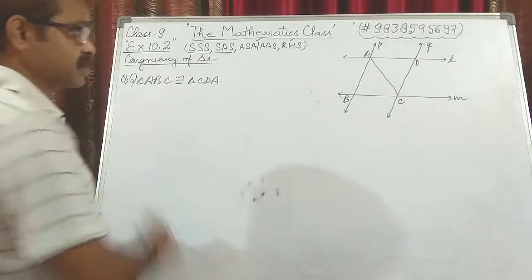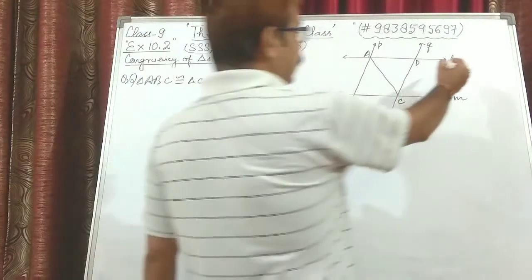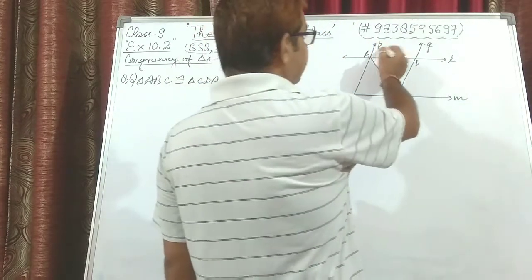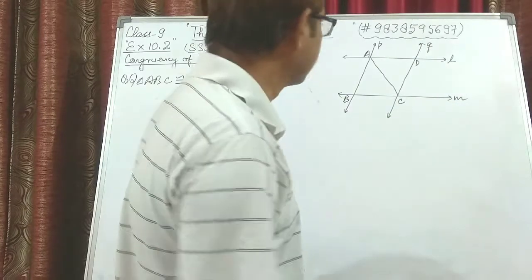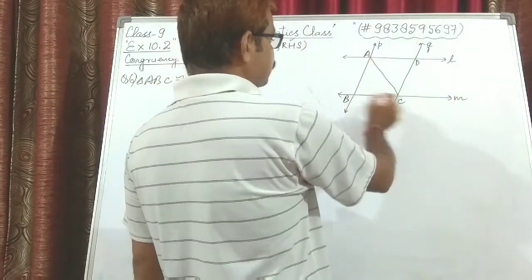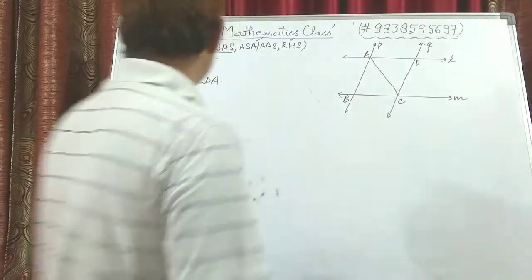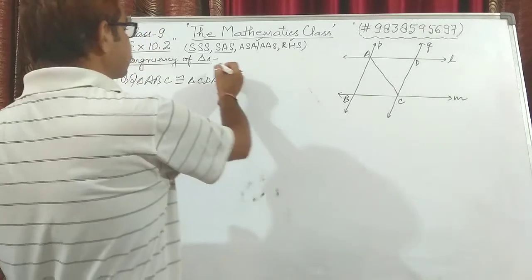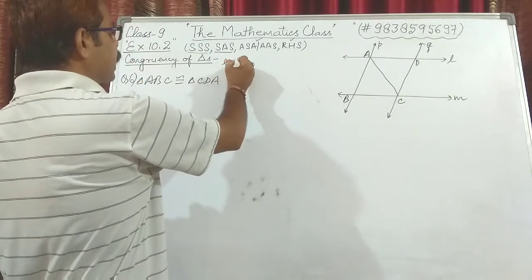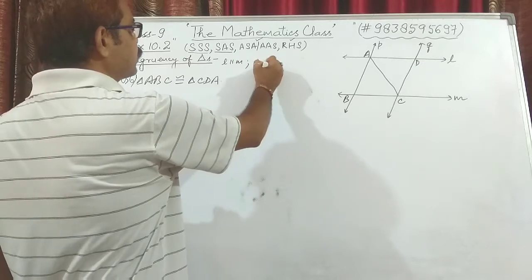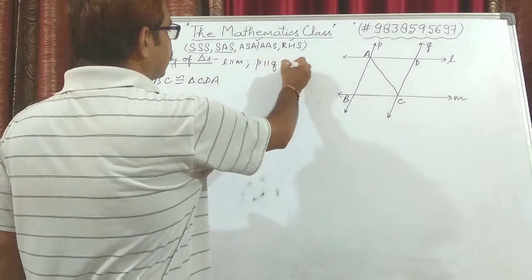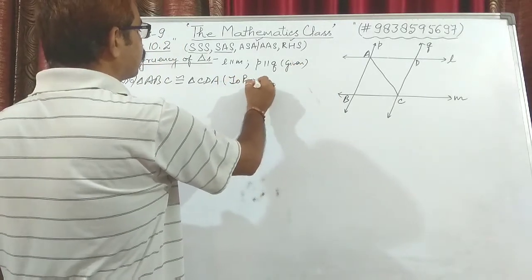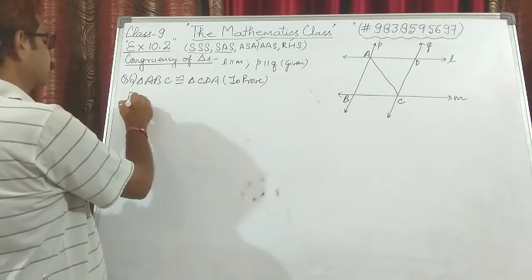Now in question number 6 they say that L and M are two parallel lines intersected by P and Q, another pair of parallel lines. And in this you have to prove that triangle ABC is congruent to triangle CDA or ADC. What is given? L is parallel to M and P is parallel to Q. This is given, and this you have to prove. Now let's talk about the proof.